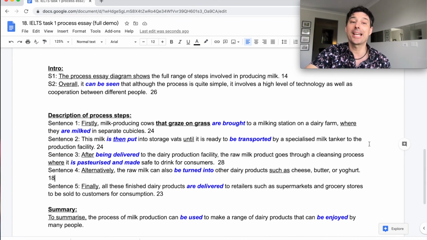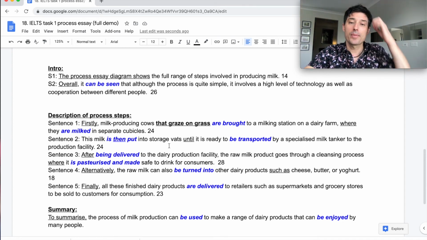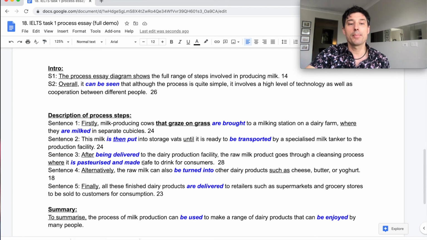Let's go through and check it out. I said can be seen, are brought, are milked, is then put, be transported, being delivered, is pasteurized and made, be turned into, are delivered, be used, and be enjoyed. So there's a ton of it there. And it doesn't sound strange because I use different kinds of passives. So I use things like, for example, I put the connector in the middle of the passive here.